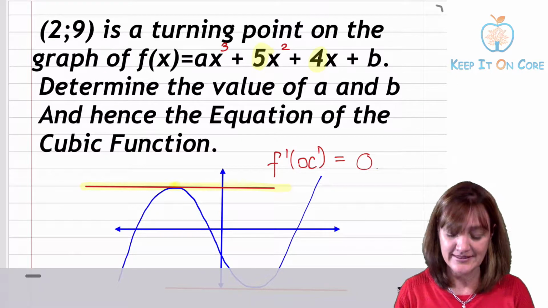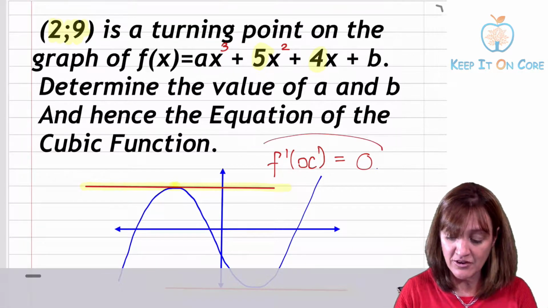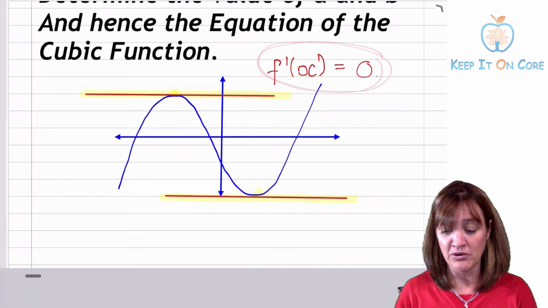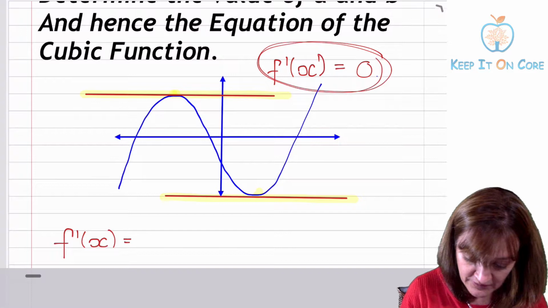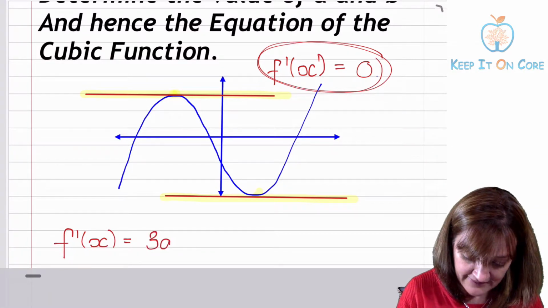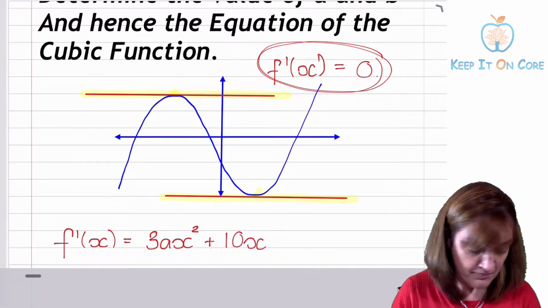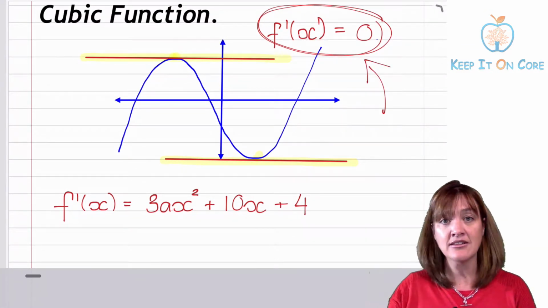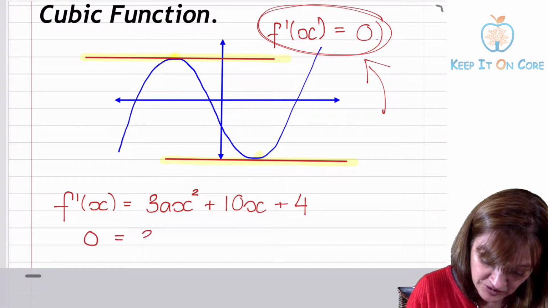All right, how are we going to do this? Because they are telling you that (2, 9) is a turning point. Turning point means derivative equals 0. And that is exactly what we are going to do. We are going to calculate the derivative of your function, which is actually going to end up being 3ax squared plus 10x plus 4. That's the derivative of your function. And what did this story say over here? At the turning point, the derivative is equal to 0. So we're going to make the derivative equal to 0.